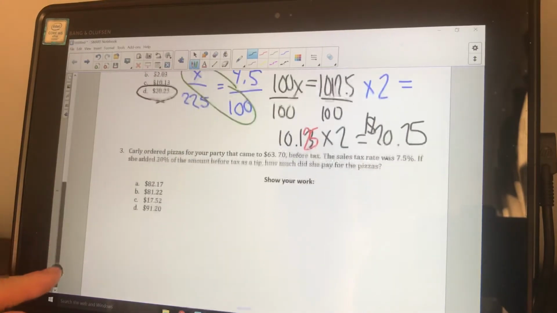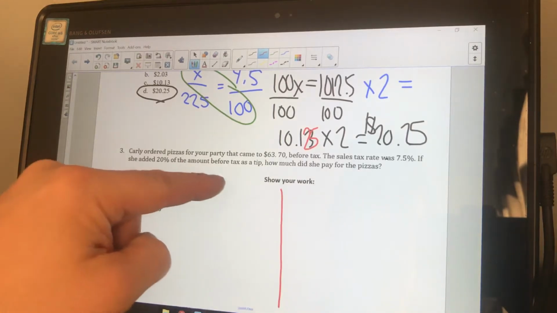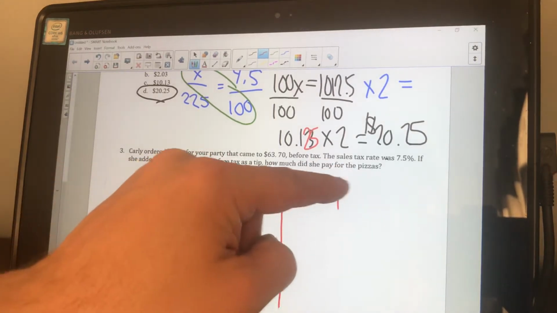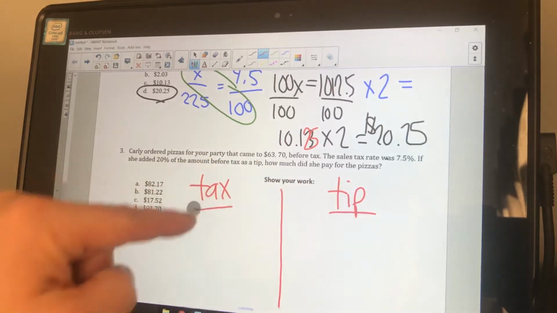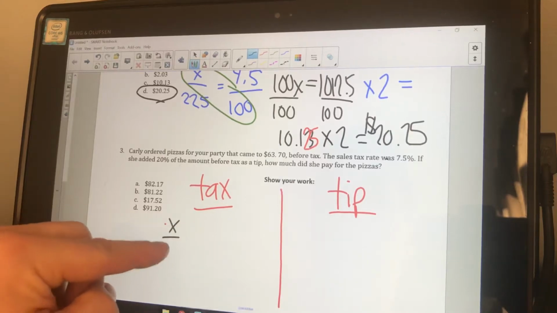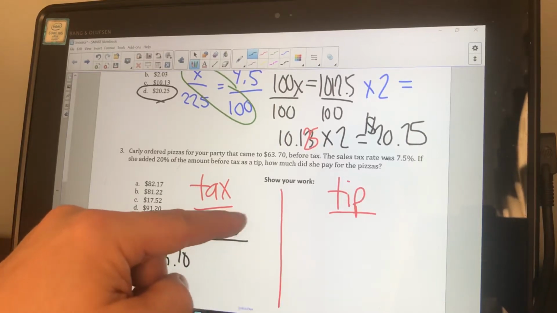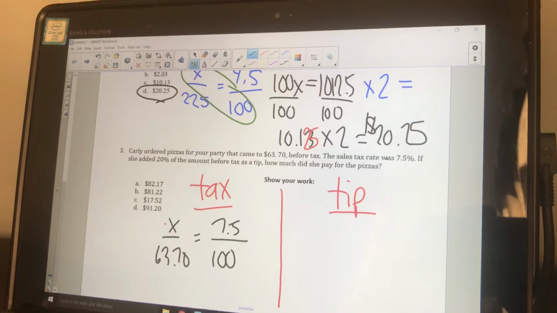Okay. Number 3, Carly ordered pizzas for your party that came to $63.70 before tax. The sales tax was 7.5%. If she added 20% of the amount before tax as tip, how much did she pay for the pizzas? Okay, so I'm going to split this in half like normal. I'm going to do tax, and then I'm going to do tip. Okay, $63.70 is going to get used on both of them. How much tax out of $63.70 is 7.5%? Okay, now cross multiply and solve.